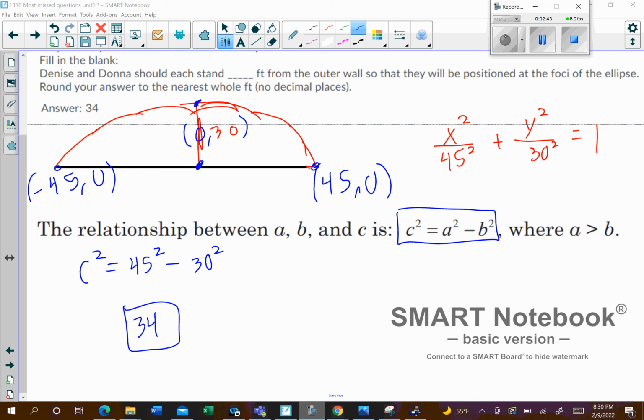So that looks like the answer you put down. What you have to be careful of here is that 34 is right here, so you're 34 feet away from the center. But what they're asking is how far should they stand away from the outer wall so that they're positioned at the foci? It's a little tricky, but it's actually this distance right here. So if this is at 45 and this is at 34, that distance is going to be 11. So you're standing 11 feet away from the wall.